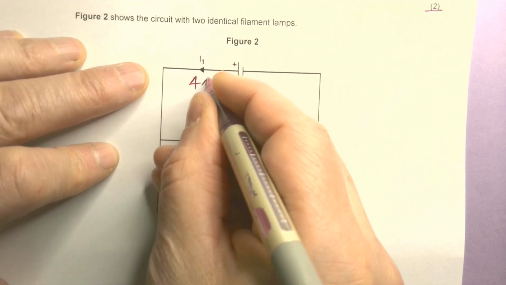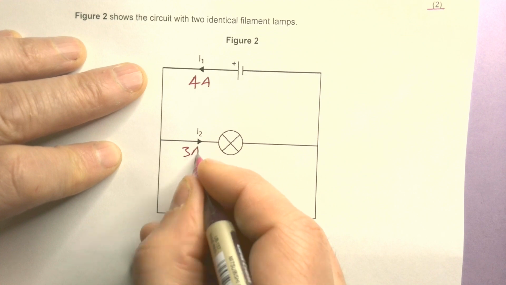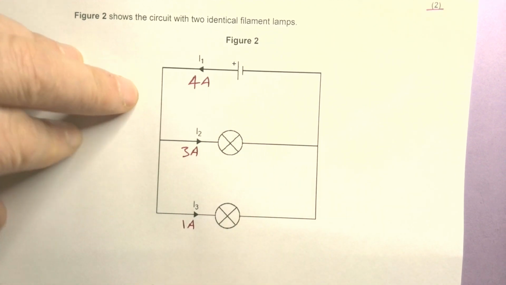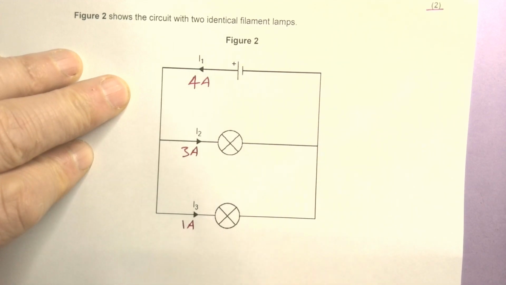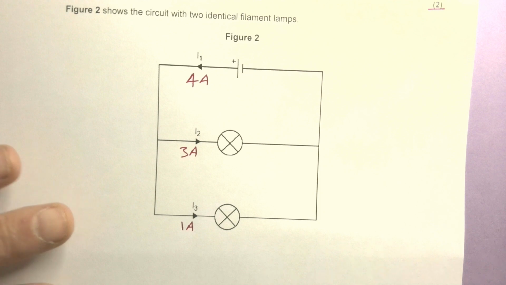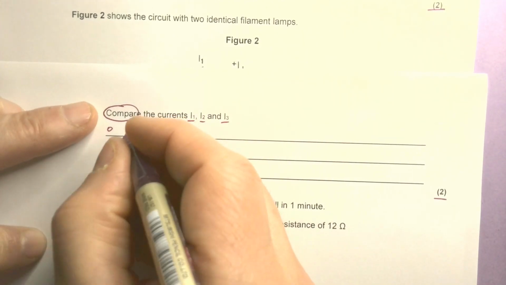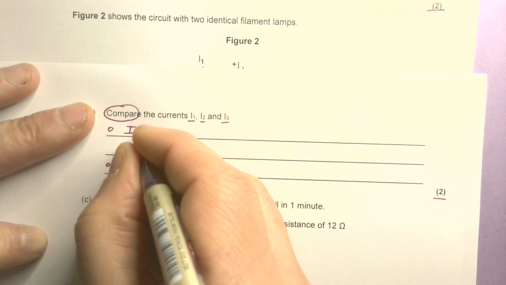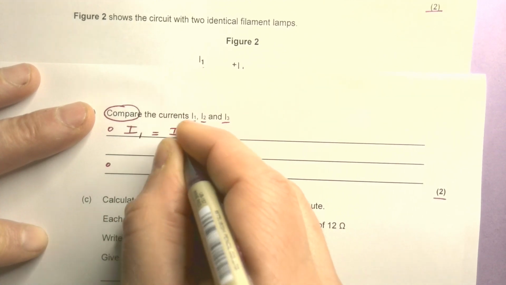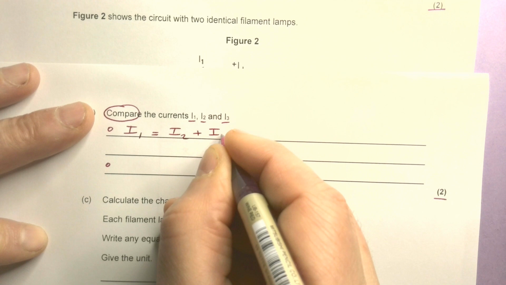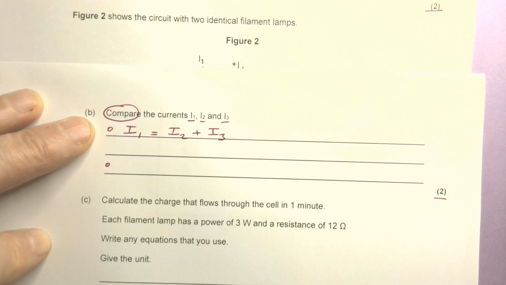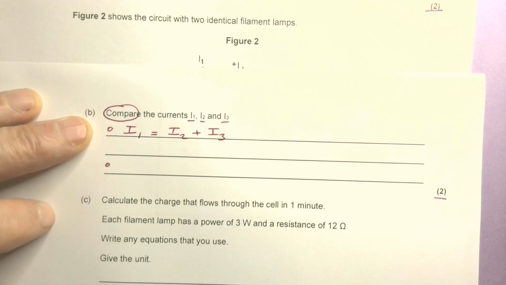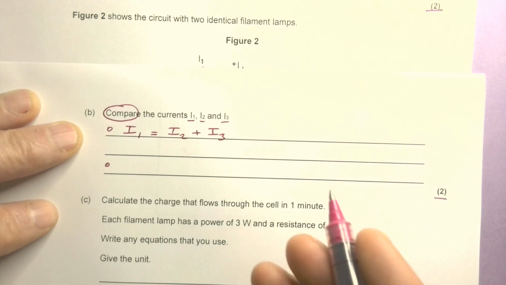So if that's 4 amps, this might be 3 amps, and this therefore might be 1 amp. What we know is that I1 splits into I2 and I3. So the first thing I'd say is I1 equals I2 plus I3. That's an important statement. That tells us that those two must be different.